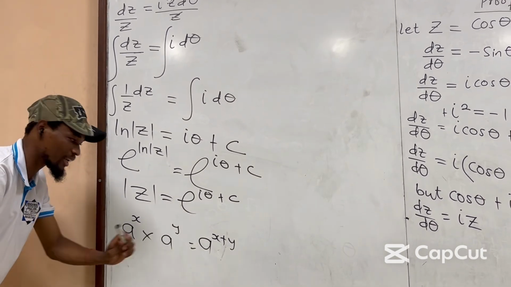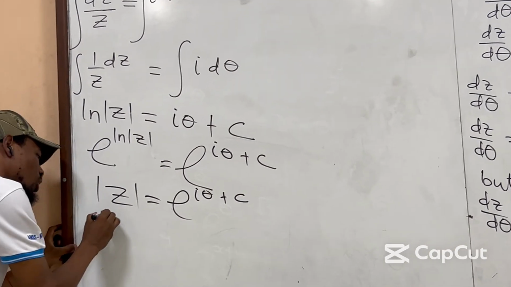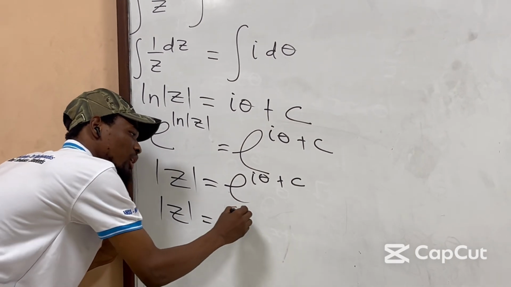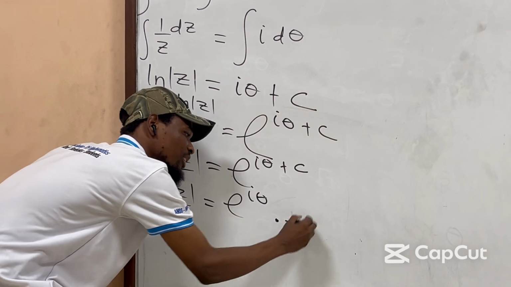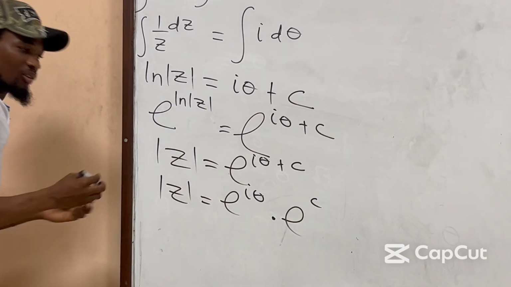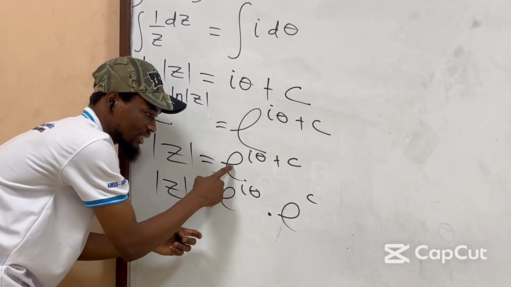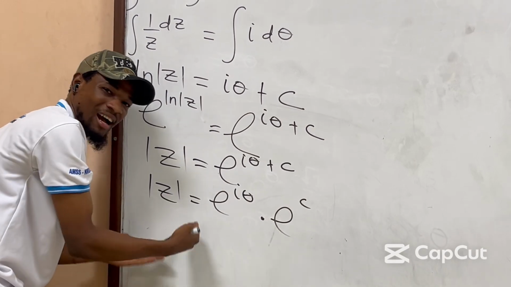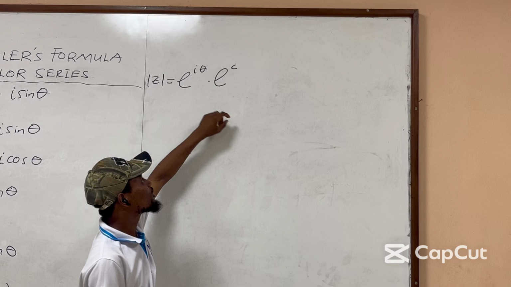So this is the same as the absolute value of z, which is equal to e to the power i theta, then times e to the power c. Why this? The same base, right? So if I pick one, then I add i theta plus c. This way, they are the same. Okay, so we have this.